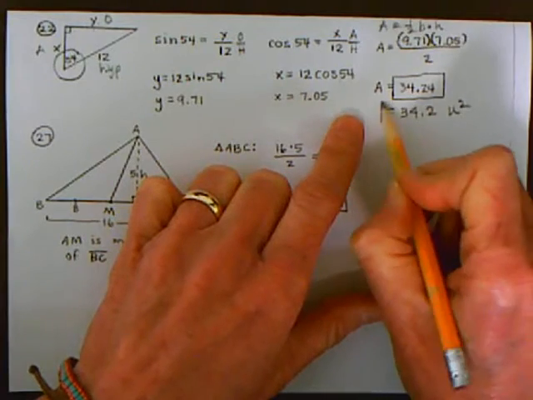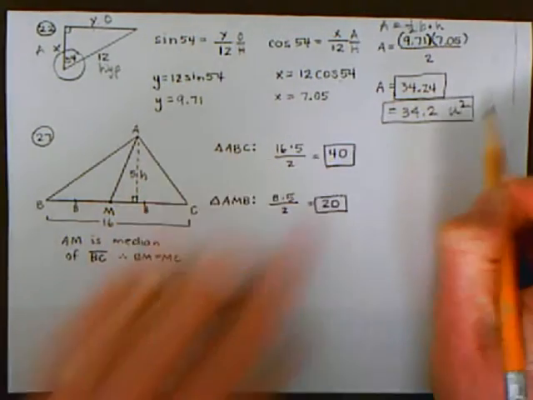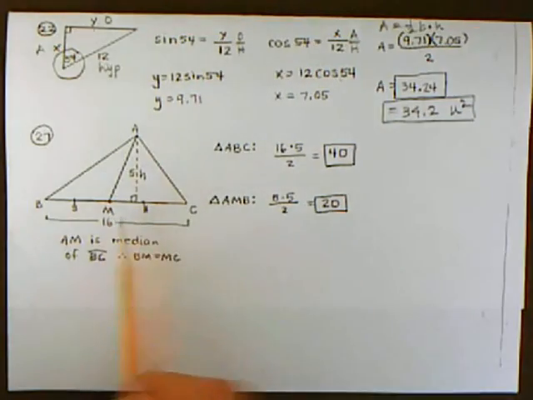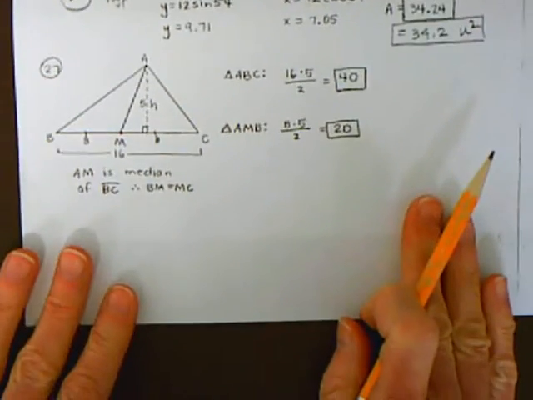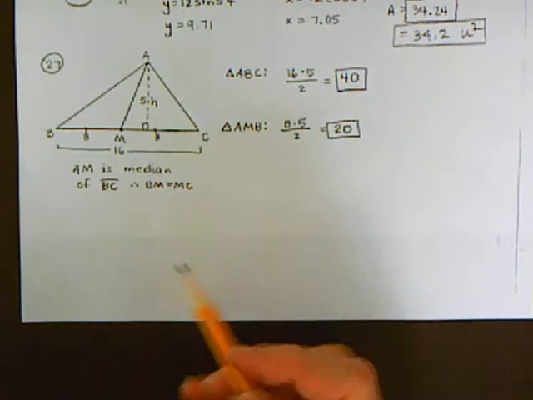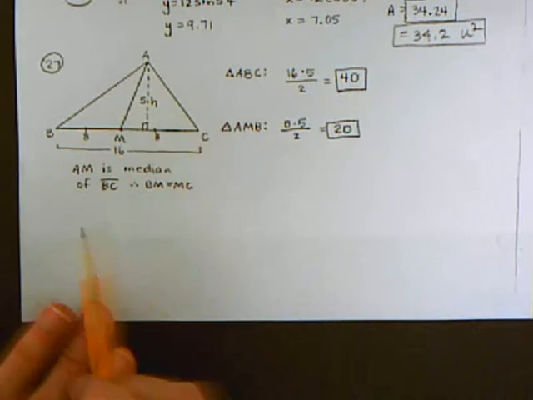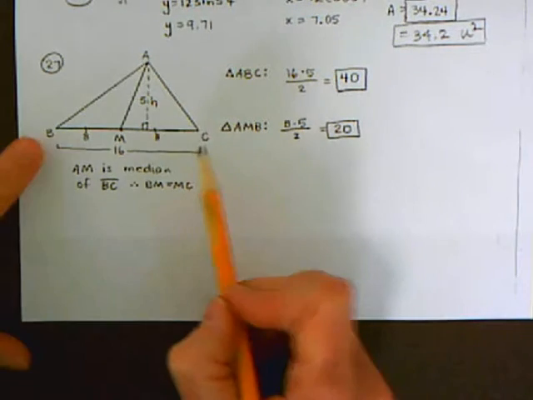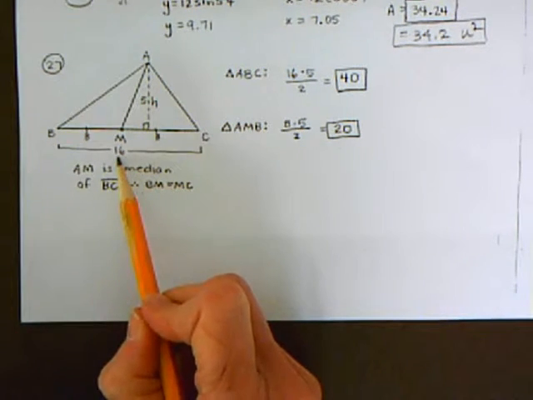There's my answer. Okay, the last problem, it looks hard, but it's really not. They give you this beautiful picture here. And what you have to find for this one is the area of ABC, that's the big triangle, and the area of AMB, that's this little one over to the left. They tell you in this problem that BC is 16. Okay, we have that. And they tell you that the height is 5.